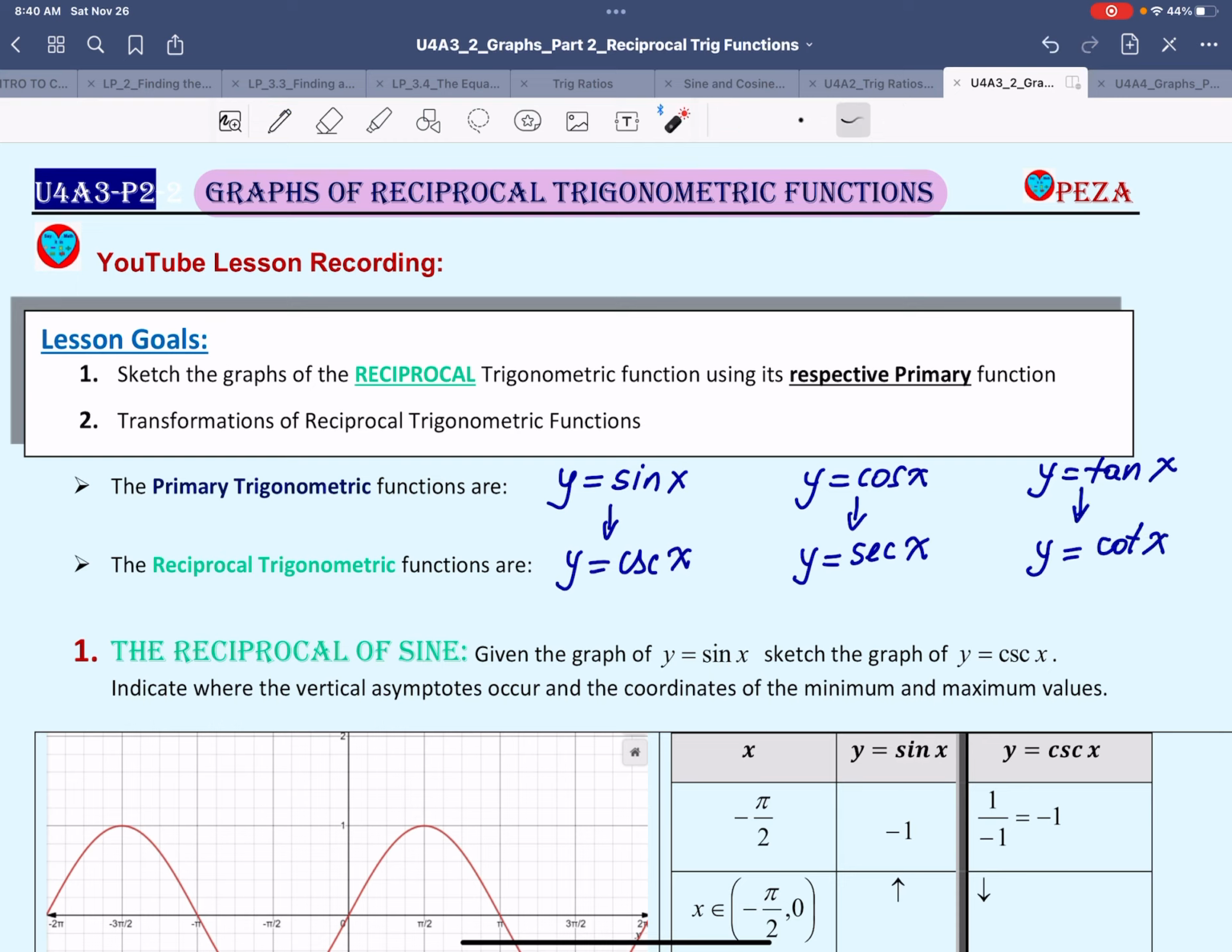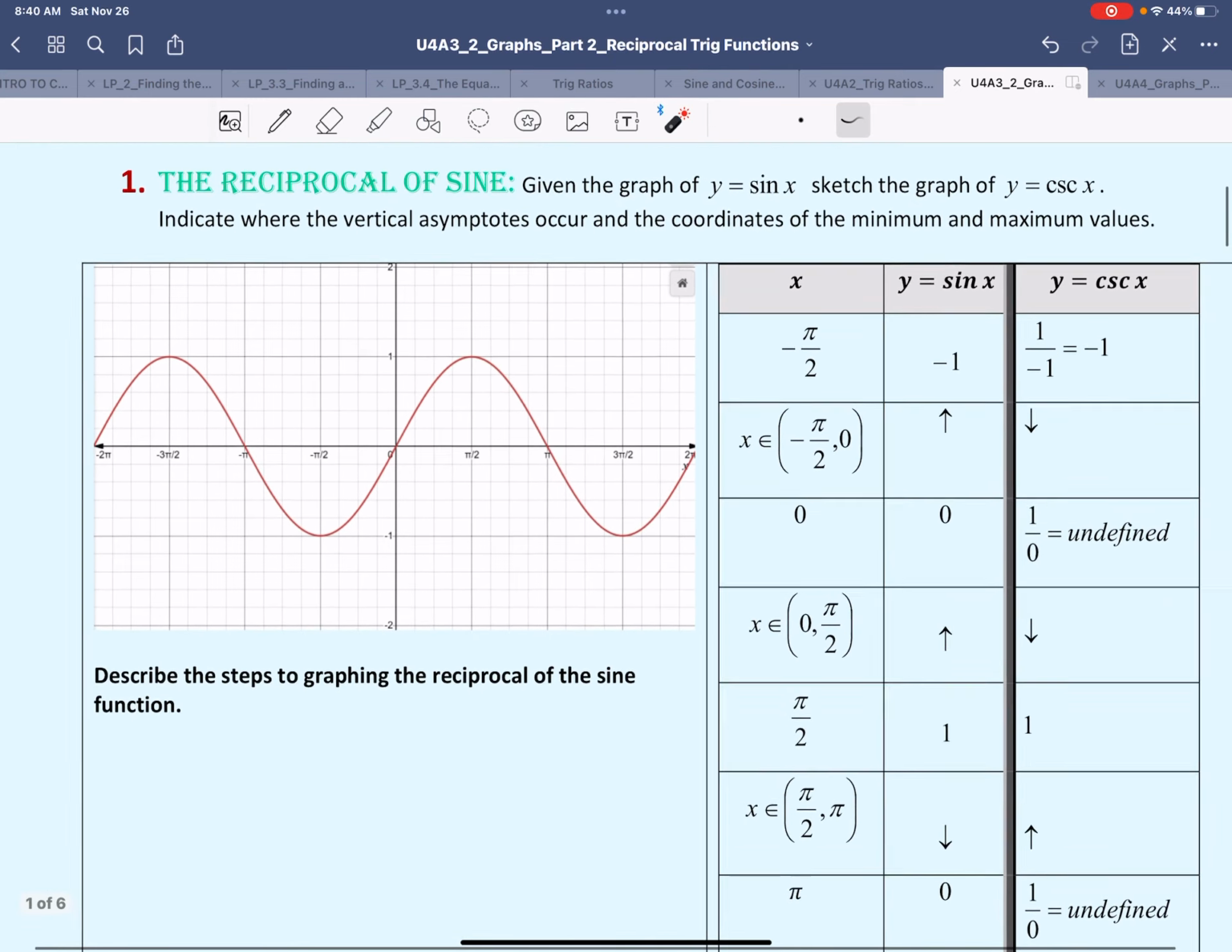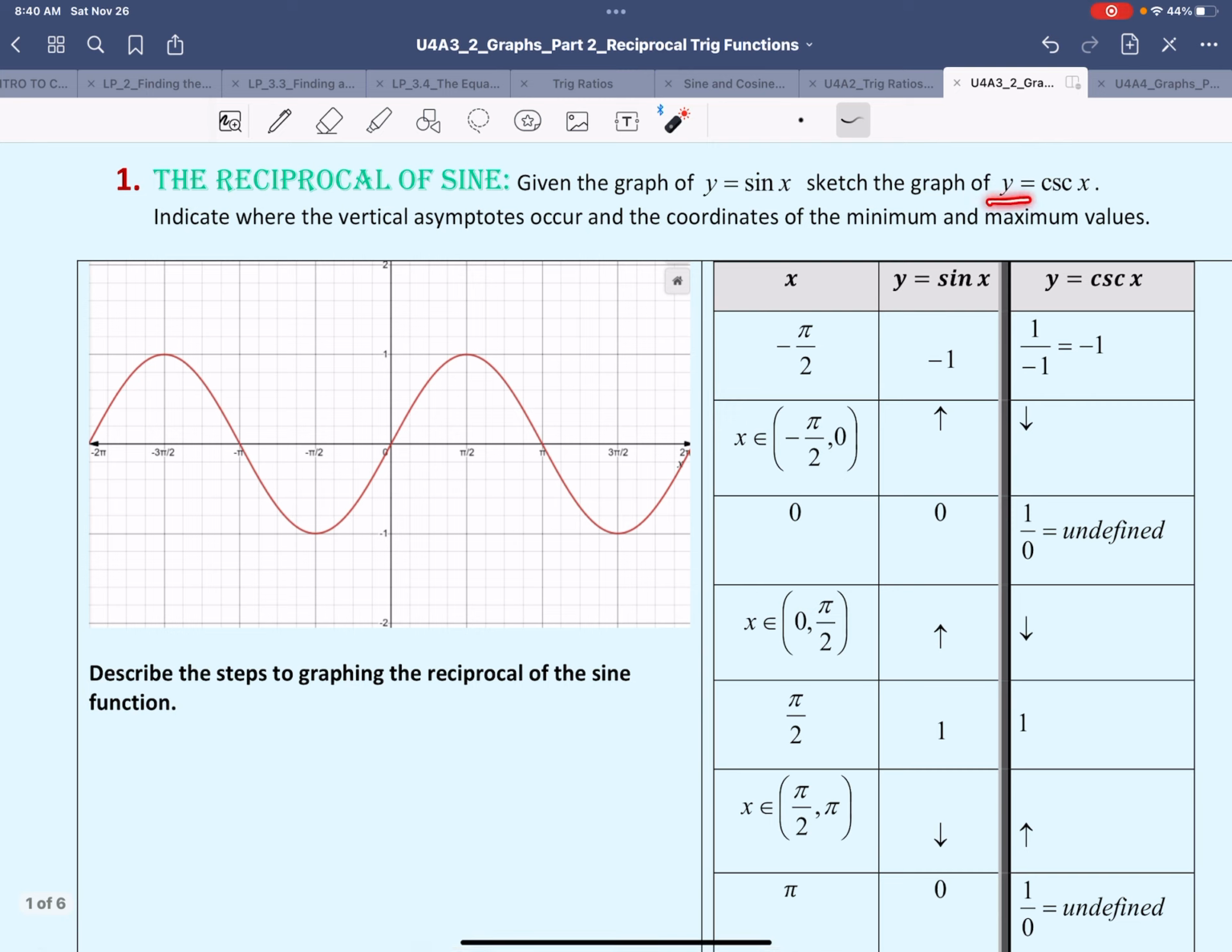Now, in the lesson prior to this, we revisited the graphs of primary trig functions and their transformations. And if you have mastered this skill, then graphing the reciprocals will be very easy to understand. We'll start off with a graph of y equals cosecant x, which is a reciprocal of sine.